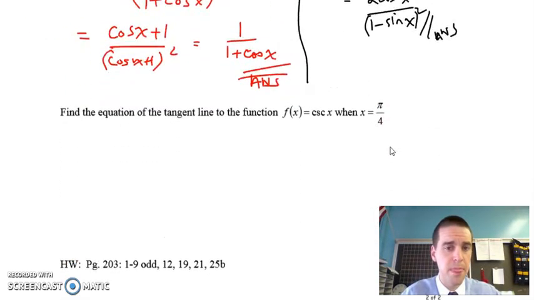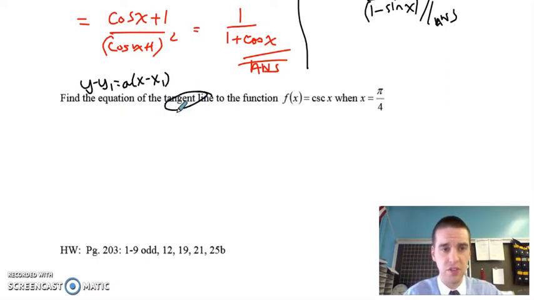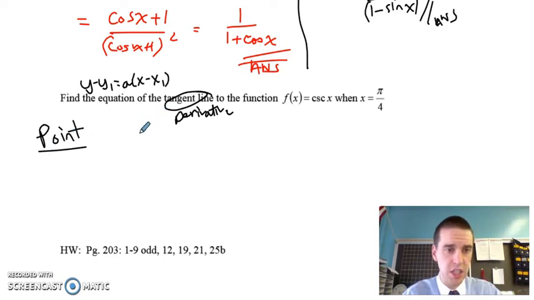Pretty straightforward though. Find the equation of the tangent line. So the equation, y minus y1 equals m, parentheses, x minus x1, of the tangent line. So you know this is the derivative. As soon as you see that, you get the derivative of the function cosecant x when x is equal to pi over 4. So a few things that we need. We need a point, and we need the slope at x equals pi over 4.